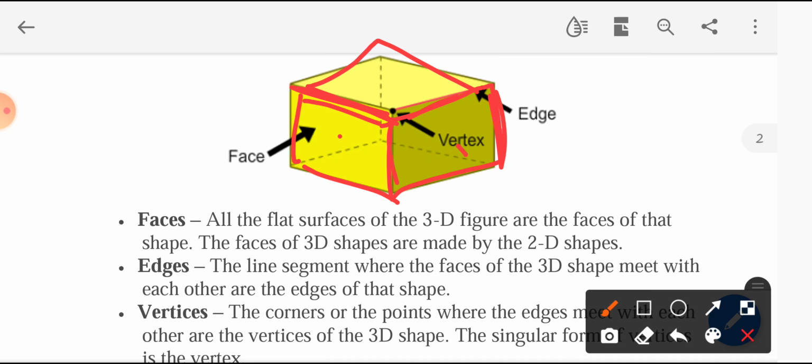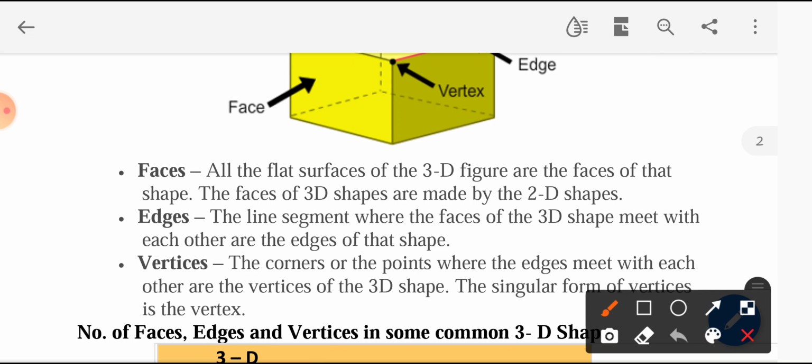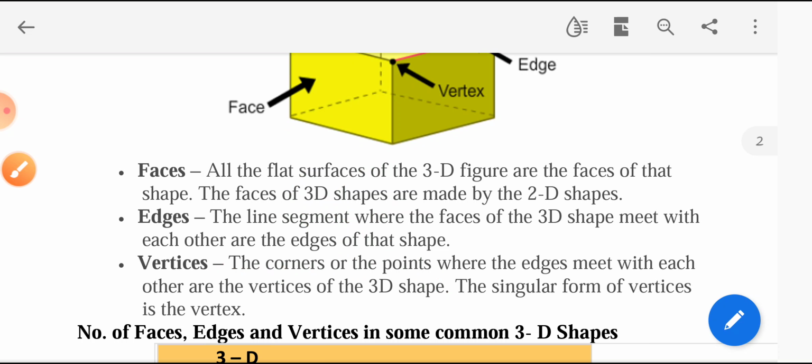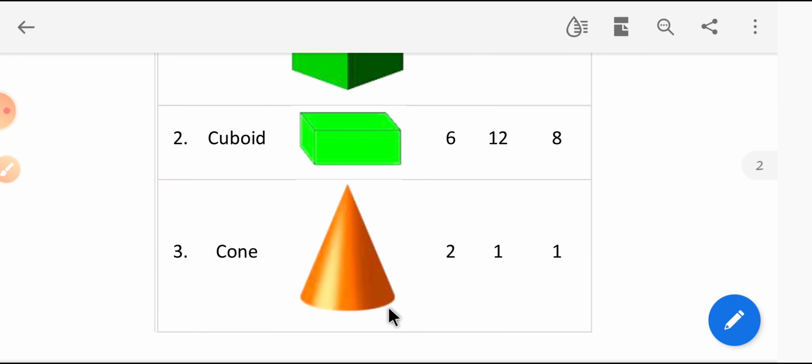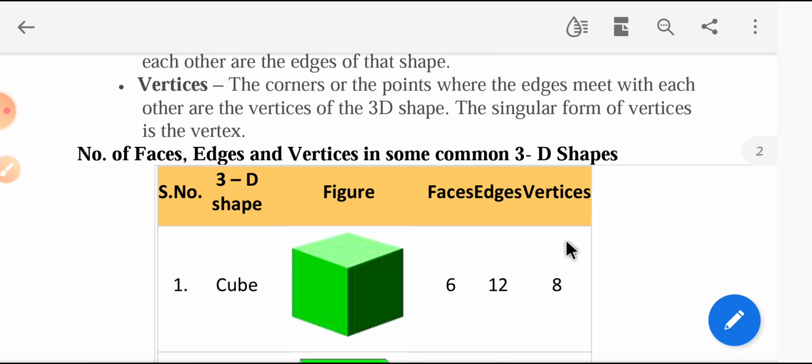Now vertex. Vertex means the corners or the points where the edges meet with each other. You can see it is one edge, so they are meeting at these 2 points. These are known as its vertices. We can call vertices as vertex or corners where the edges meet with each other. Now here we will see some of the shapes in which the number of faces, edges and vertices is given.